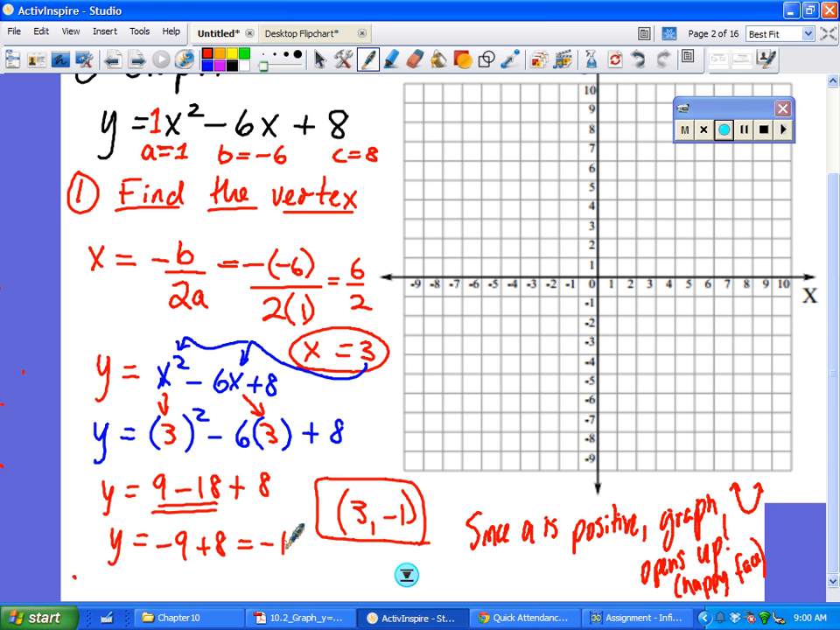Alright? So now, since the A is positive, we know we have a happy face graph. Since A, which is the number in front of x squared, is positive, the graph opens up. And then you can put happy face in, alright? There's a happy face. Just don't put the nose or eyebrows or anything like that. Just put the face.